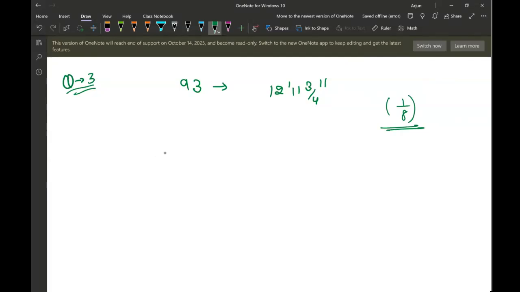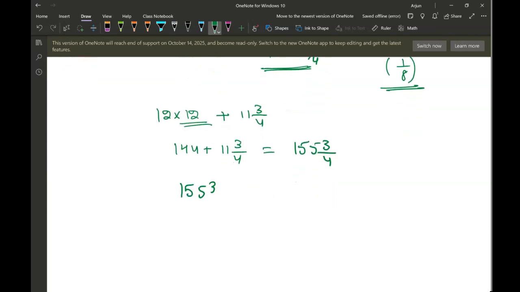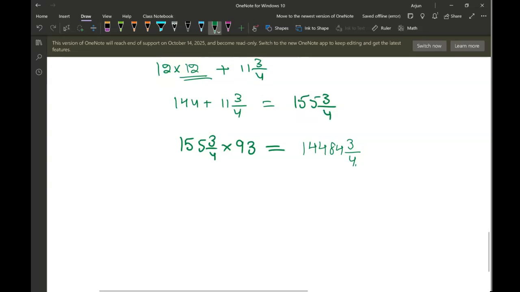So what I'm going to do here is first convert this dimension into one dimension. So 12 times 12, because I'm converting into inches, plus 11 3/4. So 144 plus 11 3/4 will give me 155 3/4. And then I will multiply 155 3/4 by 93, because the total number of beams required is 93. That will give me 14484 3/4.